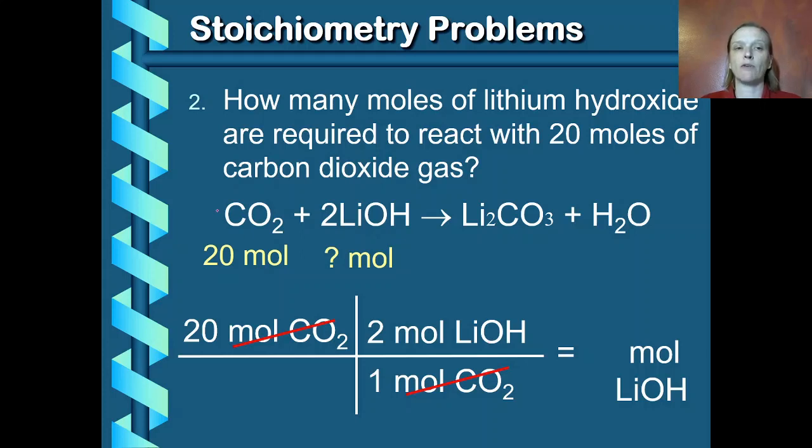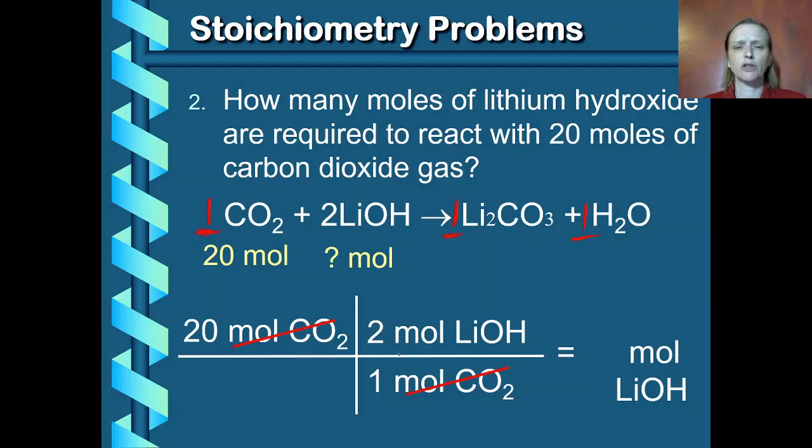Where did the numbers come from? They come from the coefficients in the balanced equation. Remember, if there's no coefficient there, the number is 1. We don't have to write the 1 coefficient, but it is implied. We wouldn't write carbon dioxide at all unless it were involved in the reaction somehow. So 1 mole of carbon dioxide for every 2 moles of lithium hydroxide.